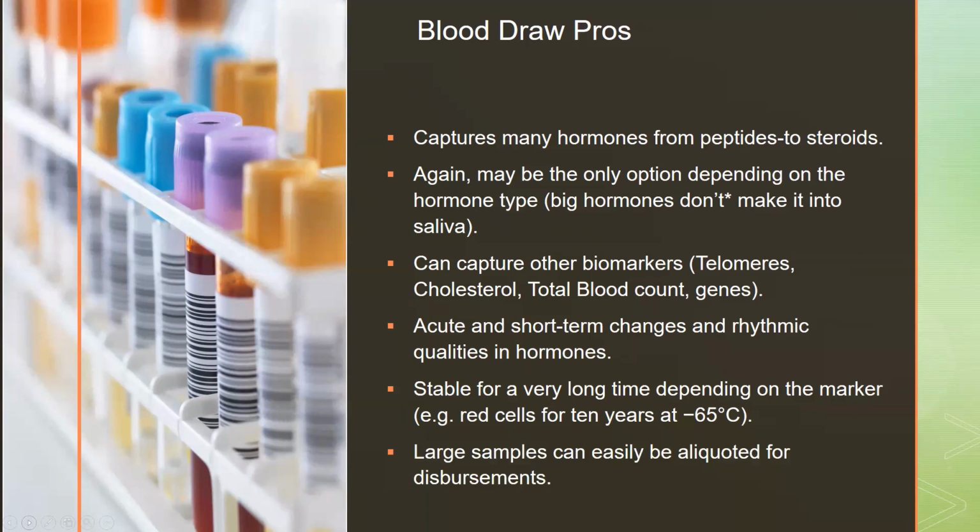Another great thing about blood draws is that large samples can be easily aliquoted for disbursement. So aliquot basically means you have this nice sample of blood or multiple draws of blood. If you go on to decide that you want to look at something else, or if you're a lab, and one lab's going to look at steroidal hormones and you want to send it off to another lab to look at cholesterol or total blood count or whichever else, it's very easy to aliquot samples and send them off. Not necessarily something that's easily done with saliva. And in saliva, you're not going to be able to get some of these things like total blood count.